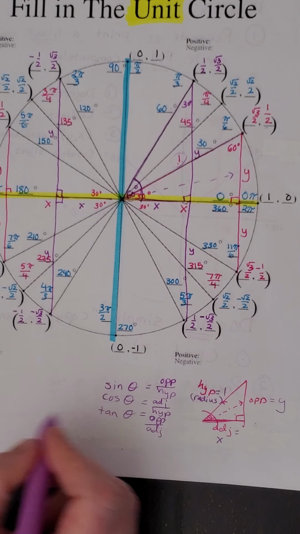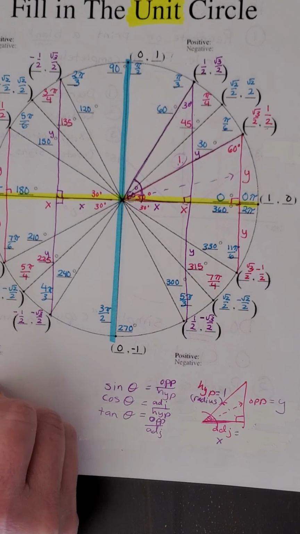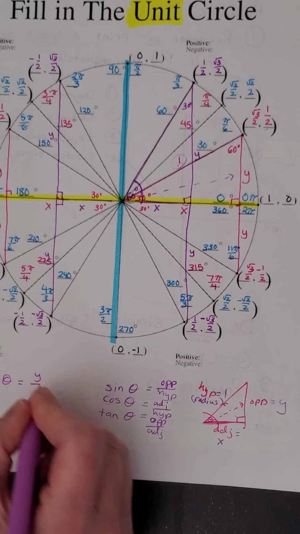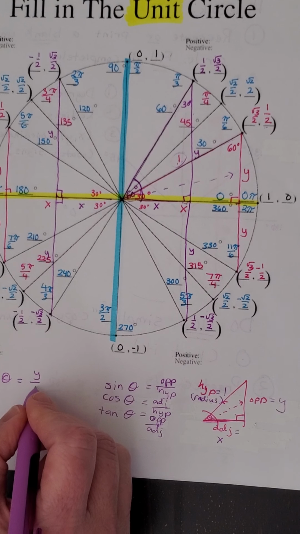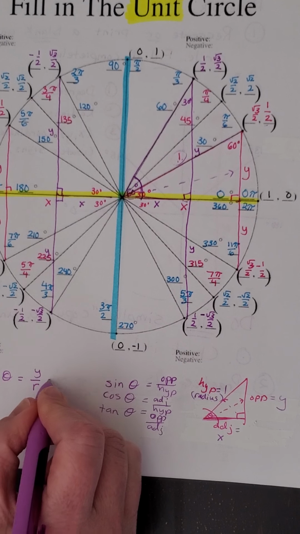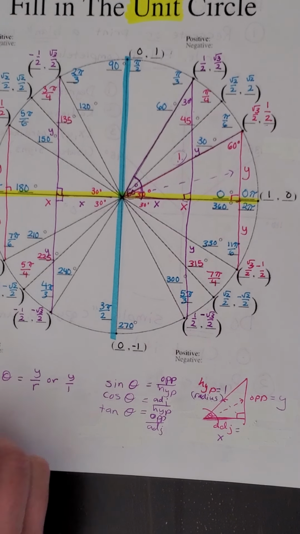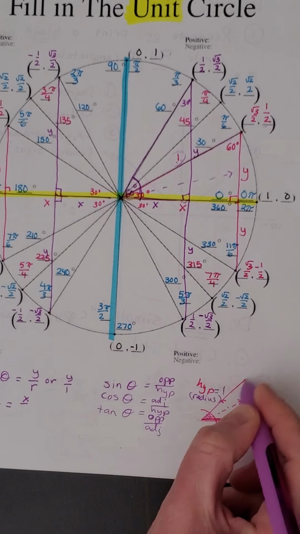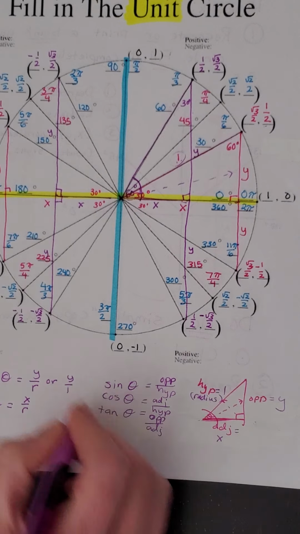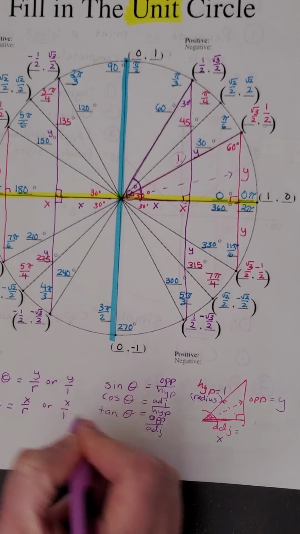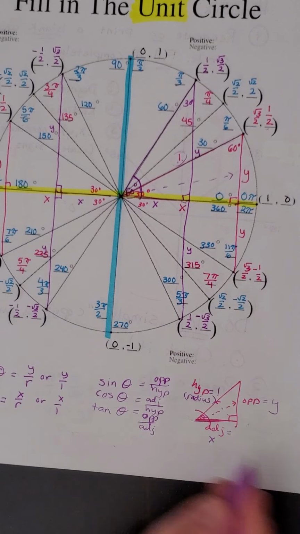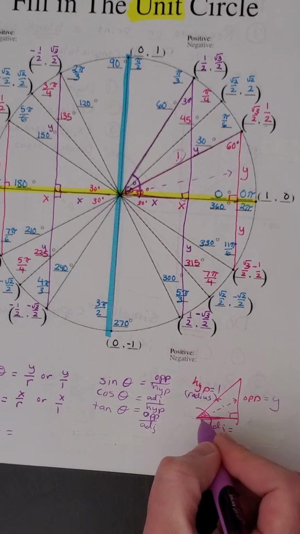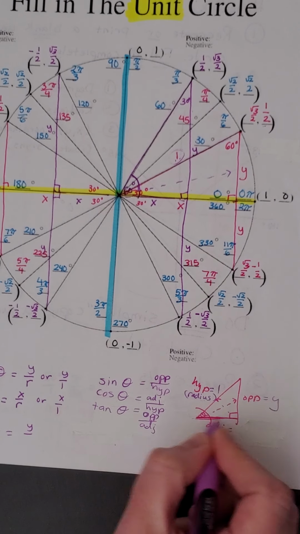So I'll say that again. Our sine of theta will be opposite, which is y, over the hypotenuse, which is 1, or r. Our cosine will be our x value over the hypotenuse, which is r, or x over 1, because our hypotenuse is 1. And tangent theta will be our opposite, which is y, over our adjacent, which is x.